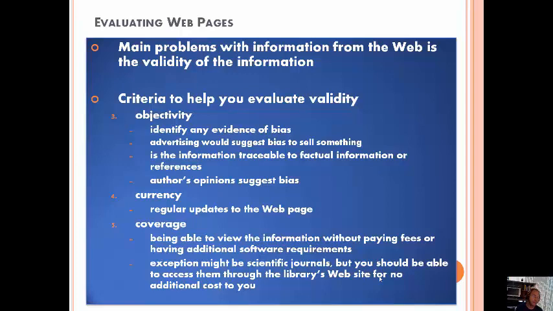Of course, the exception is it would be scientific journals. You should be able to access them through the library's website for no additional cost to you. A lot of schools, most schools do have the most outstanding scientific journal databases available to you, and it shouldn't cost you anything. I don't know about CIIS. They probably do have some outstanding peer-reviewed journal article databases.